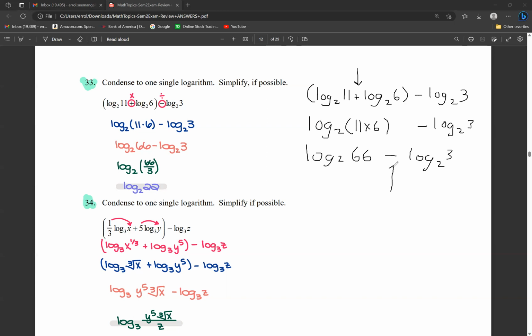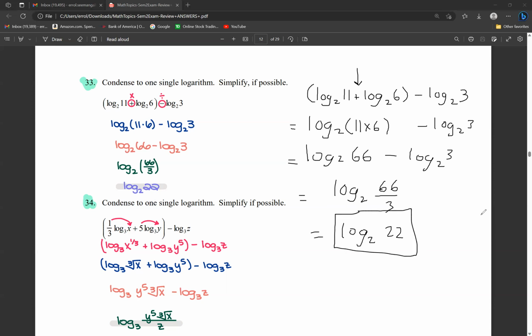Now you've got subtraction right there. What operation? Division. 66 divided by 3, how much? 32, no, my bad. 22. I can't divide, sorry. Yeah, 22. Yep, that's it. Log base 2 of 22 is your final answer. Just remember your log rules.